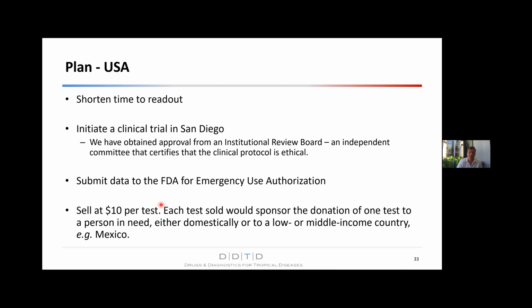And we plan on selling the test at $10 domestically, where each test sold would then sponsor the donation of another test to a person in need that can be in a low or middle income country, but that can also be domestically. And if we're going to low to middle income countries, we don't have to necessarily think Africa. For instance, just across the border from San Diego, in Mexico, the situation is really bad.